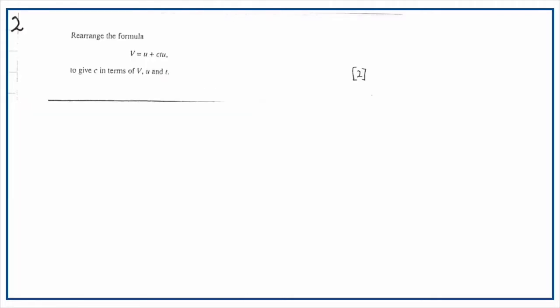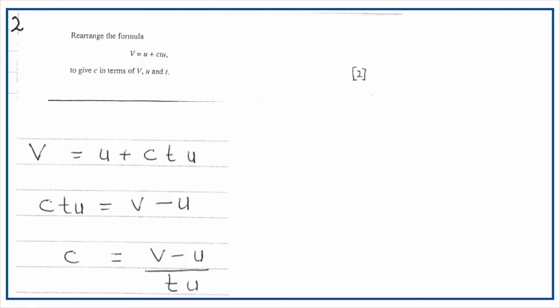Question 2, rearrange the formula V equals U plus CTU to give C in terms of V, U, and T. Now V equals U plus CTU, so we move U to join V, so we write CTU equals V minus U. Therefore C equals V minus U divided by TU.